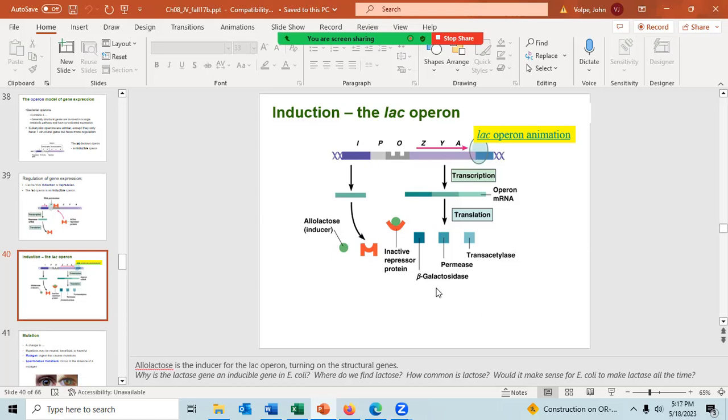This one here, beta galactosidase, is another name for lactase. Permease is the transport protein that brings the sugar lactose across the cell membrane. And then acetylase is the enzyme that helps convert beta galactose to the sugar glucose.